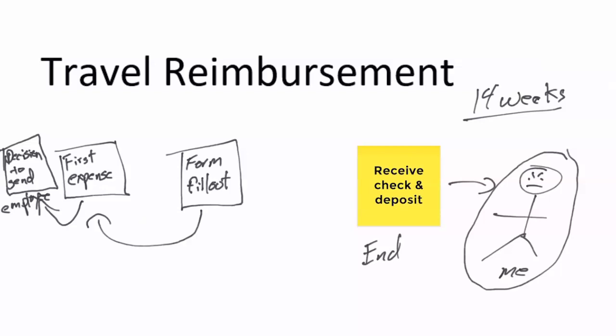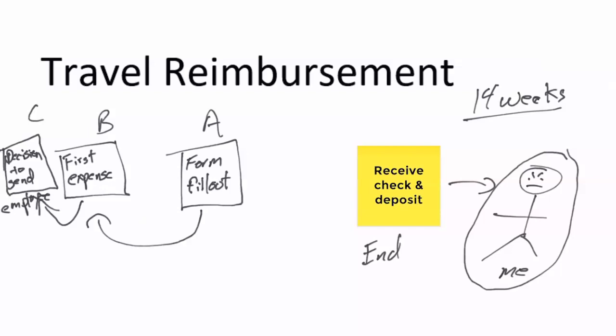So we've got option A for form fill out, option B for first expense incurred, and option C for decision to send the employee. And now what I'd like to have you do is think about which one best represents the end-to-end system and where we should scope our investigative efforts on trying to improve. Press pause, think about it, and then come back and I'll tell you what we ended up with.